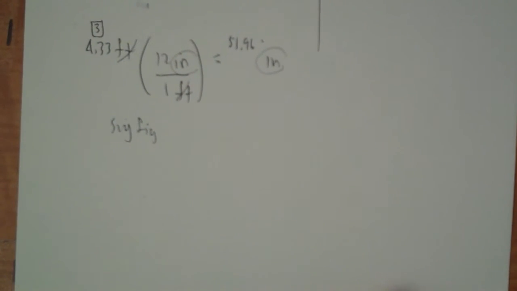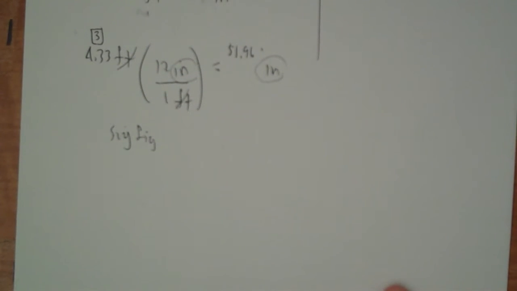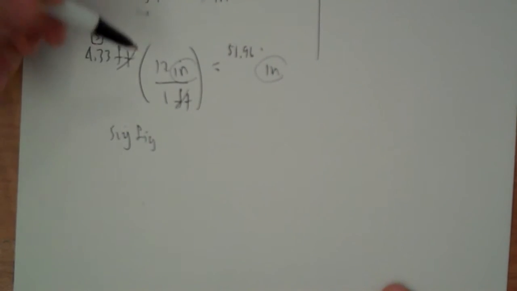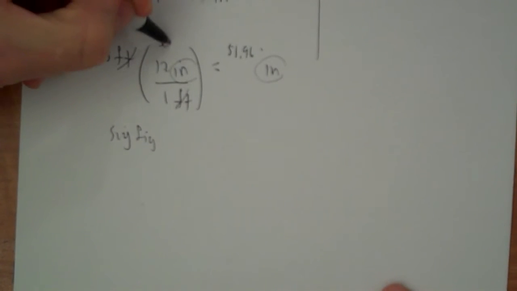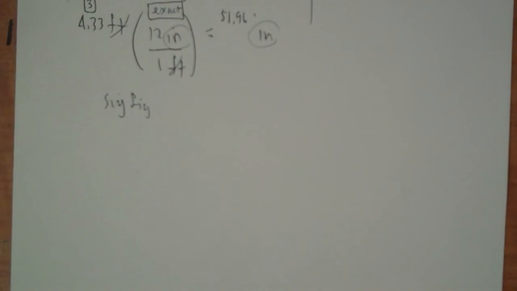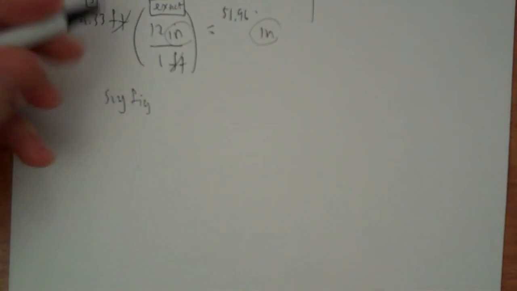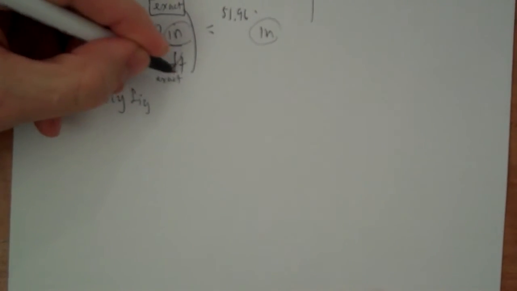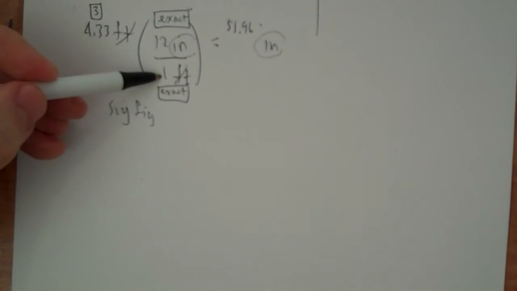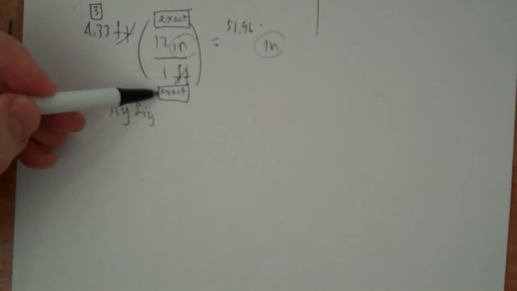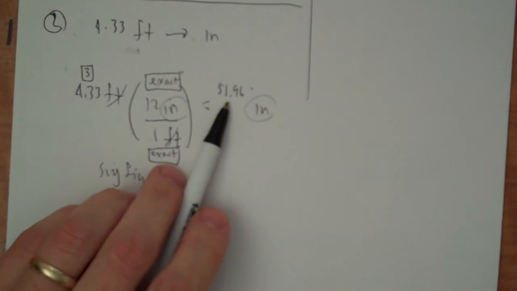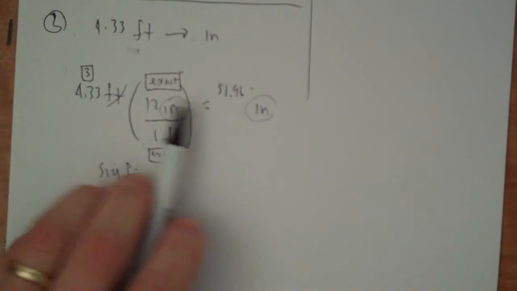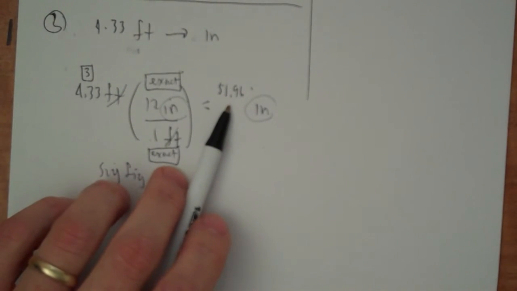How many sig figs does 12 have? And this is a trick. It actually has an infinite number of sig figs, right? Because it's exact. There's exactly 12 inches in 1 foot. Those numbers are exact. So we cannot use that to determine how many sig figs your answer should have.